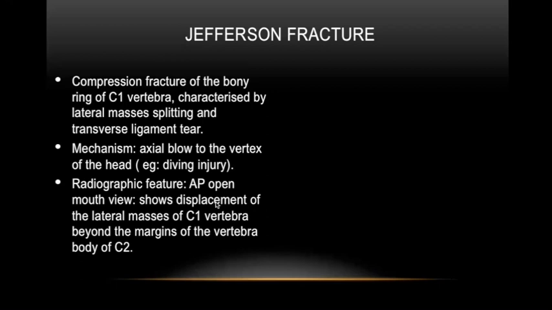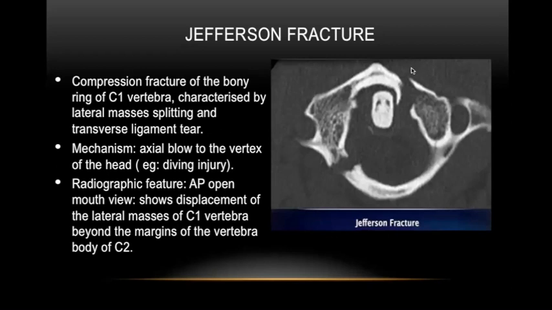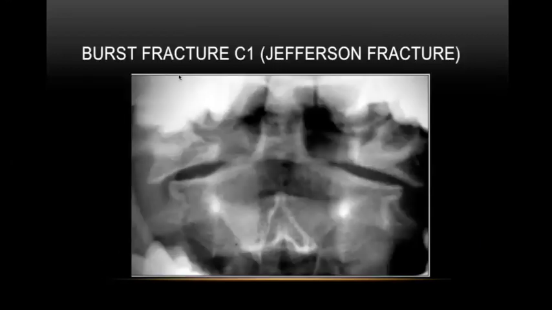Radiographic feature, if you're taking a radiograph, open mouth view, which shows the displacement of the lateral mass of C1 beyond the margins of C2. Right, this is an example of Jefferson's fracture. The transverse ligament is actually holding here. When there is widening of the atlantoaxial joint and also the median atlantoaxial joint here, that's indicative of fracture already. Okay, it's also called a burst fracture.